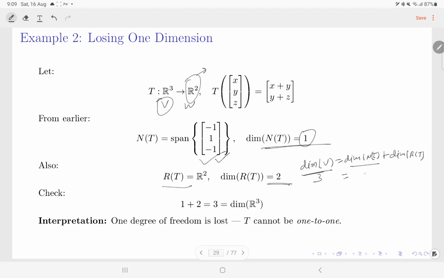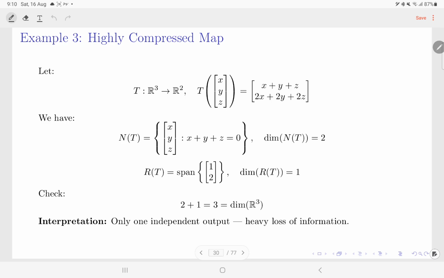And what was null of T, which is 1 from here, and range of T from here plus 2, that means which satisfies your rank nullity theorem. Let's take an example from R3 to R2 for the second one. If you remember this, if this is S, this is 2S, second one is 2S, then nullity has 2 dimension and range has dimension 1. Just go to the previous example if you are writing, and then this also satisfies your rank nullity theorem.